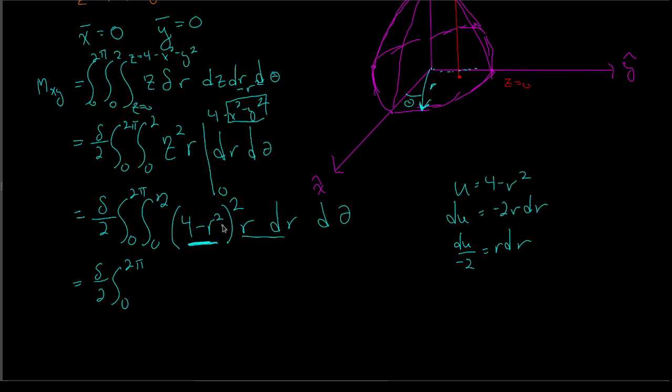And so I get u squared, with the negative 2 in front of it. And so we'll make this negative 1/2 times 4 minus r squared cubed, evaluated from 0 to 2 d theta. A quick u sub on it.